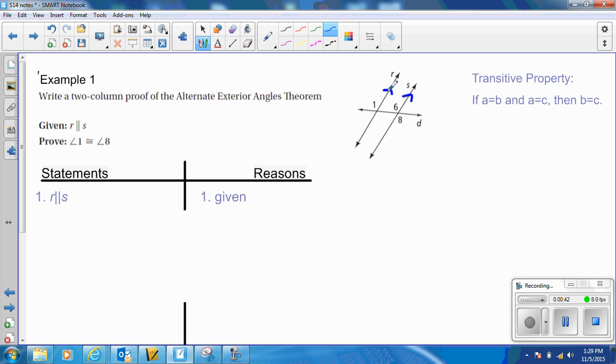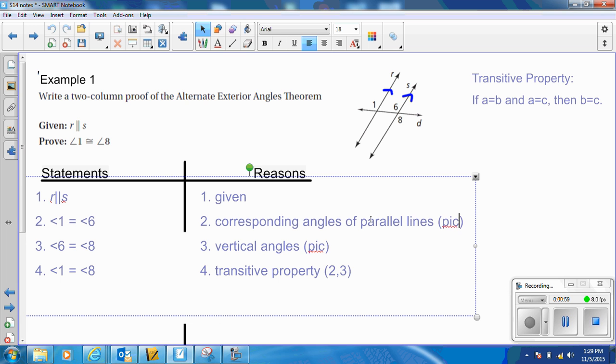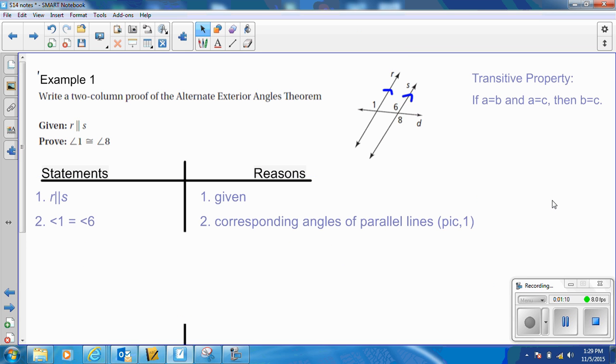So you first use these parallel lines to find something else out about angle 1 or angle 8. I see that angle 1 and angle 6, those are corresponding angles. Okay, corresponding angles we know are congruent to each other. Now we can't say that corresponding angles are congruent to each other unless we use the picture and the parallel lines.